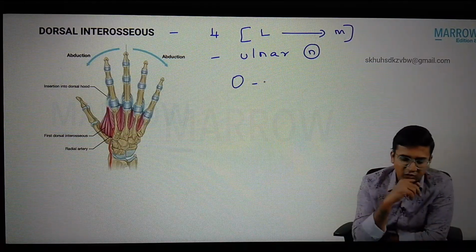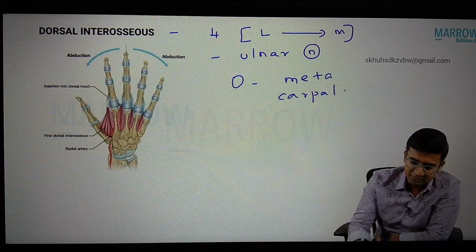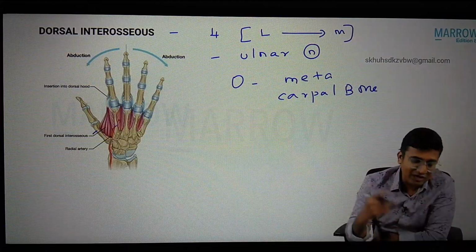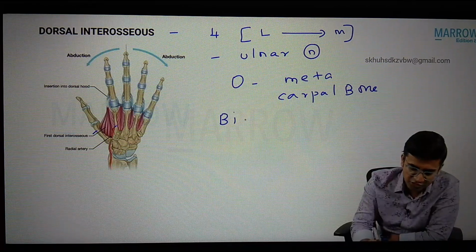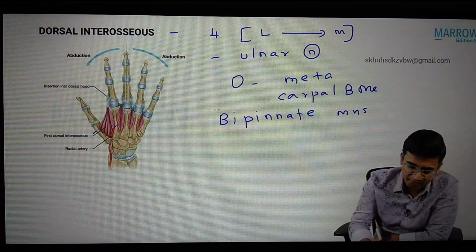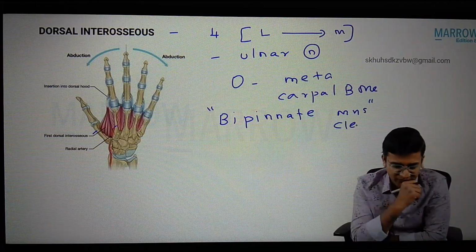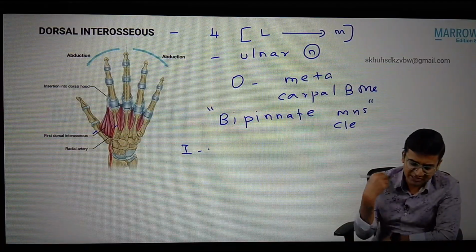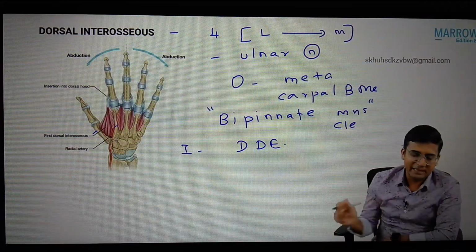Now see the origin. Origin from the metacarpal bone only, but muscle fibers take origin from the 2 adjacent metacarpal bones, having 2 slips of origin. So dorsal interosseous is a bipinnate muscle, having 2 slips of origin. Right. Now what about insertion? Insertion, we know palmar interosseous, dorsal interosseous, lumbricals, they are inserted to DDE.